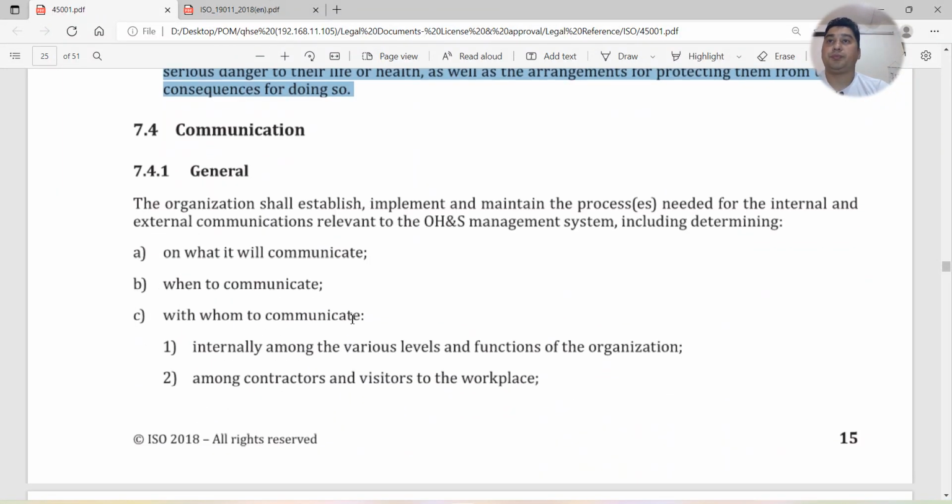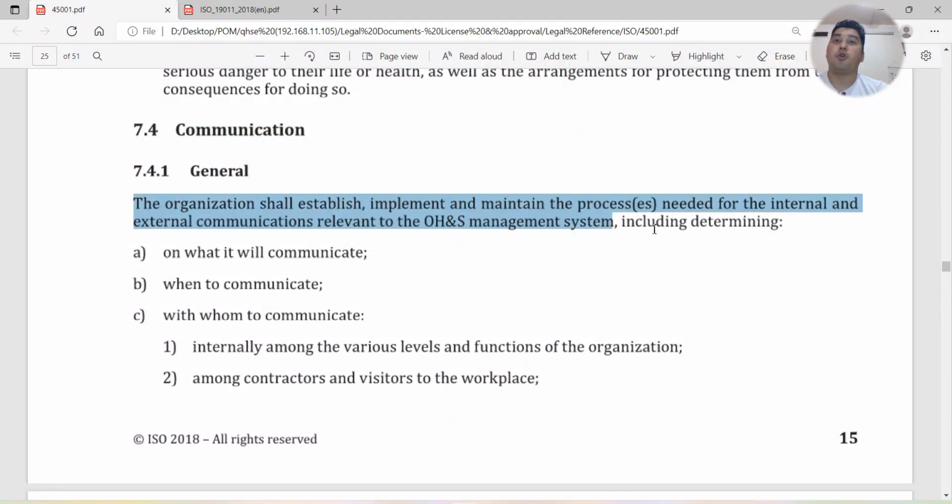Now the communication. Clause number 7.4 and 7.4.1 general. The organization shall establish. Shall establish means you should have a SOP or you should have a documented procedure to establish, implement, and maintain the process needed for the internal and external communication relevant to the OHS management system, including determining. So you should have the process to communicate the internal and the external requirements.